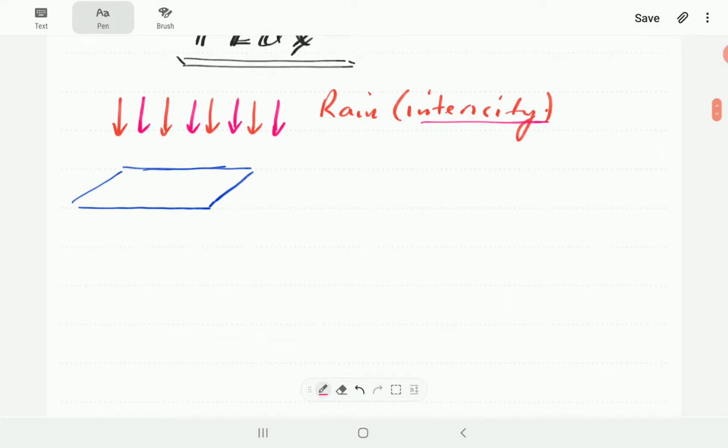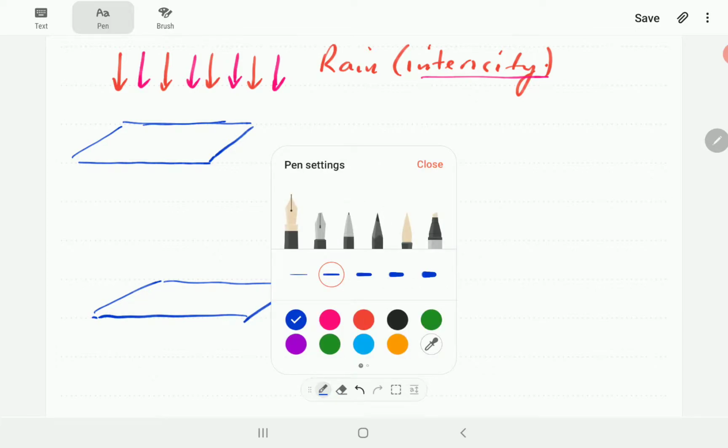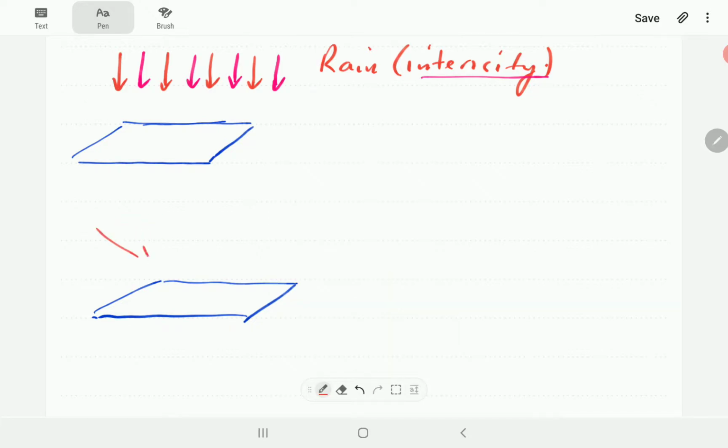The second thing that is going to affect the rate of water collected is the angle at which the rain comes. So suppose we still have the same surface here. If the water is coming at an angle like this, then of course you can see that the amount of water, or the rate of water collection, is now going to differ.